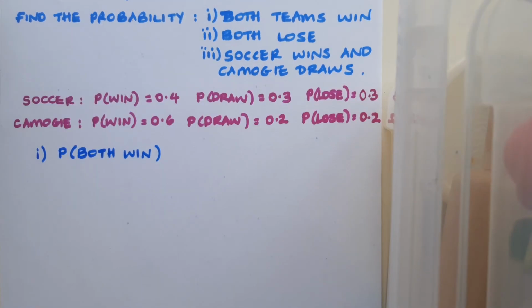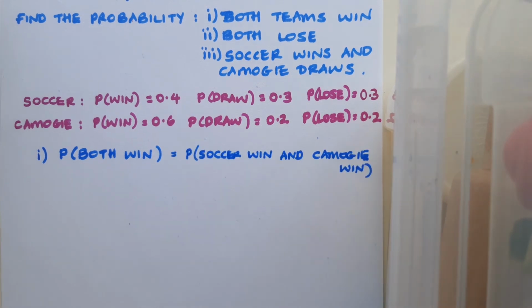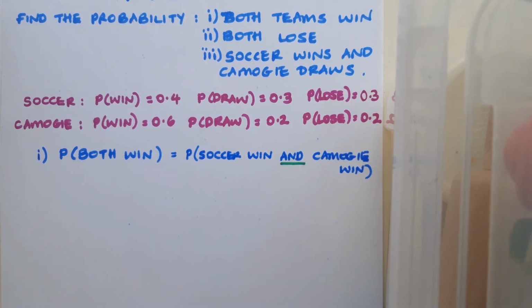First of all, let's just look at the way part 1 is phrased. It asks us the probability that both teams win. Could I phrase this using the word and? When I see that both win, that means that I'm looking at the probability of soccer winning and camogie winning. So this lets me know that I should be using the multiplication rule.